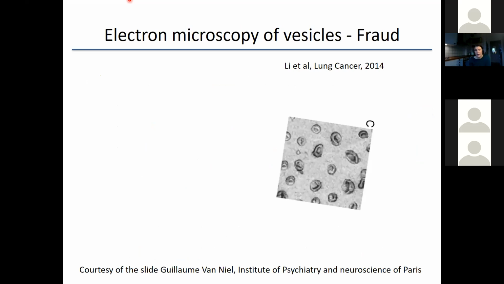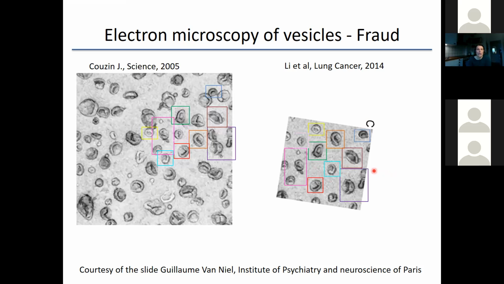I'm going to take an example of fraud that was actually in my field. So this is an EM picture of vesicles, and you can see there are a lot of nice vesicles, cup shaped, which means that they probably have a double lipid membrane, so they have inflated a little bit during the fixation. This looks really great. It was published in 2014.